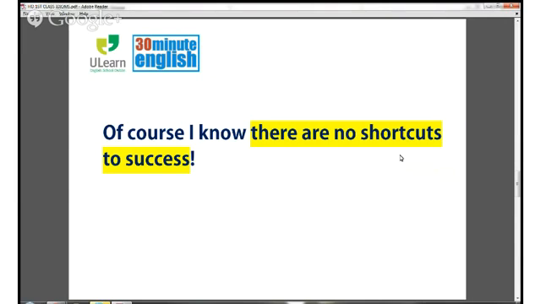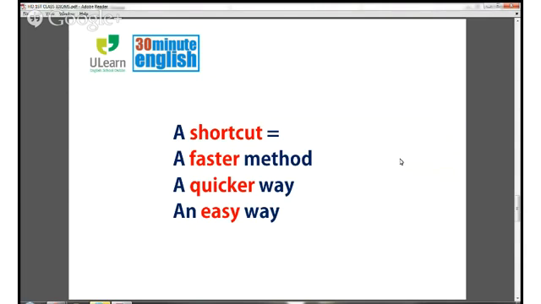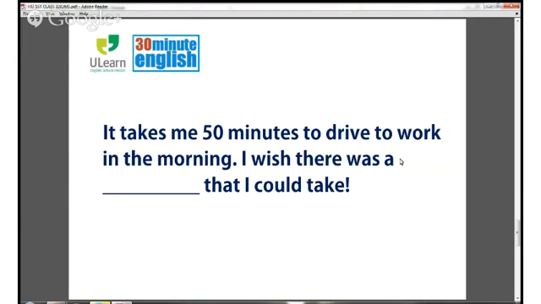Of course, I know there are no shortcuts to success. That's the idiom highlighted for you. Okay, we'll take a closer look again. A shortcut is a faster method or a quicker way, or for example, an easy way or an easier way to do something. So it takes me 50 minutes to drive to work in the morning. I wish there was a blank that I could take. Now for that last example, obviously there's a space, there's a blank there.